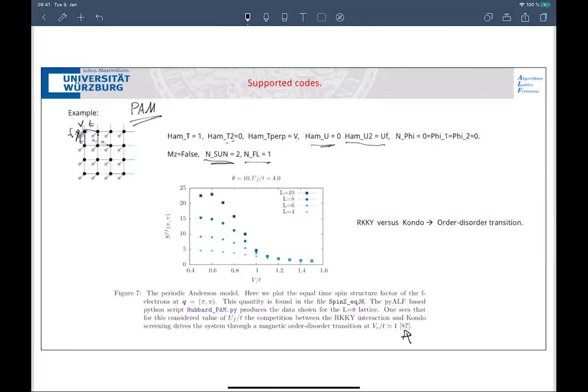This is a paper from the 90s, 95, of Doug Scalapino, Richard Scalettar, and Vekic. I actually never met him. And then this is basically as a function of V over T, you have one phase which is magnetically ordered. That's where the RKKY interaction dominates. And you have in here another phase where you have a Kondo insulator. This is a Kondo insulator.